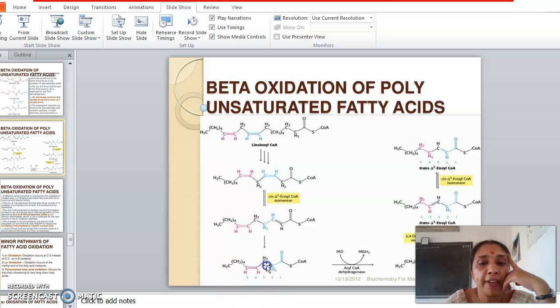So this fatty acid is acted upon by acyl CoA dehydrogenase so that the compound is known as 2,4-dienoyl-CoA.